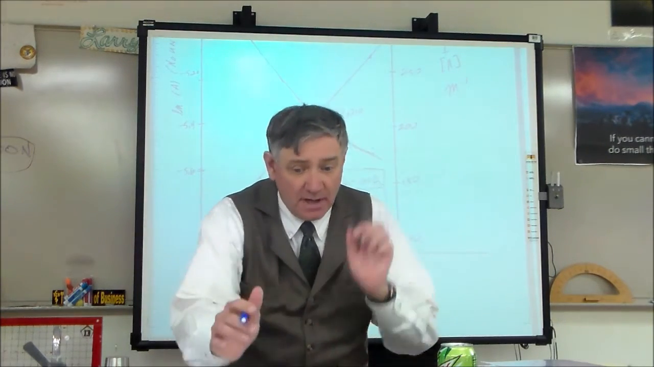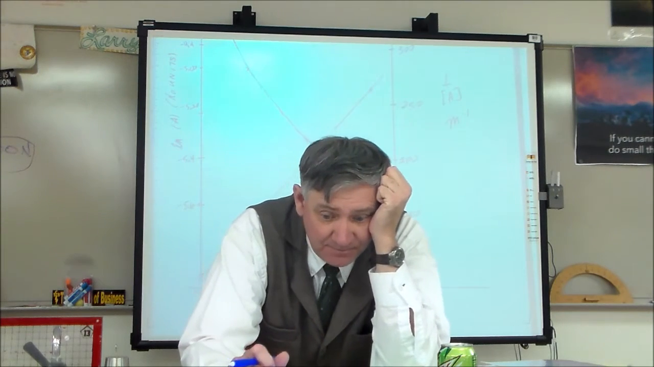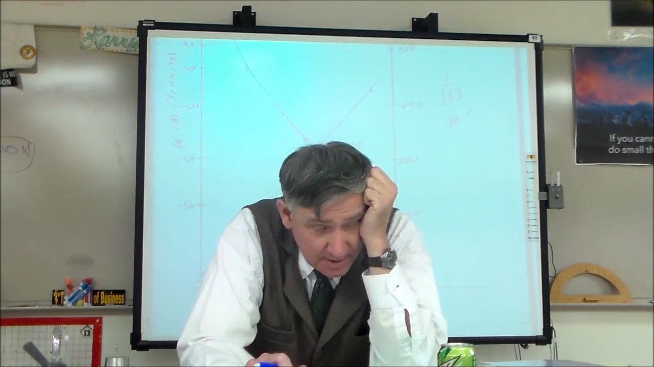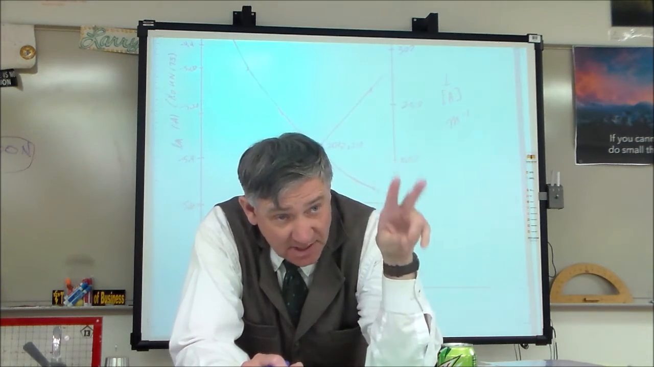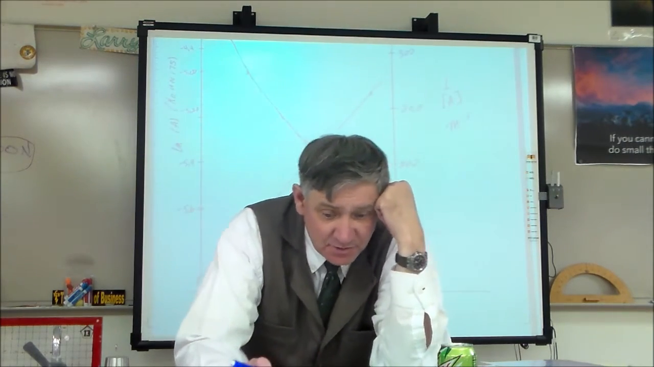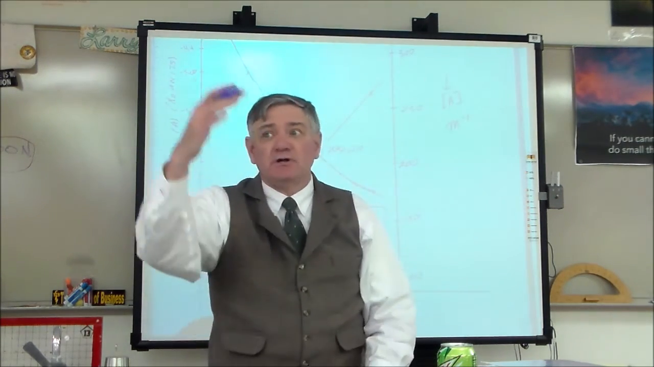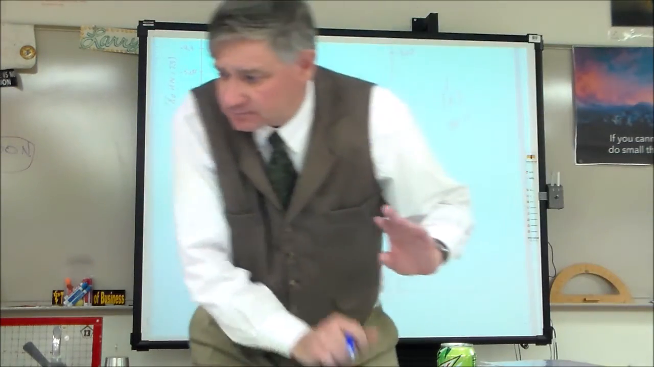Because when I plotted 1 over A versus time, that's the one that's a linear function. That means that this is going to be a second order reaction. If it had been natural log versus time, I would have known that was first order. Now, this is how I remember this.